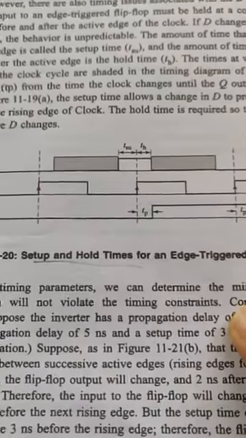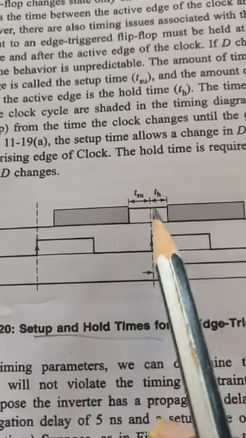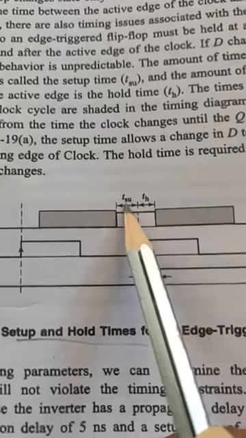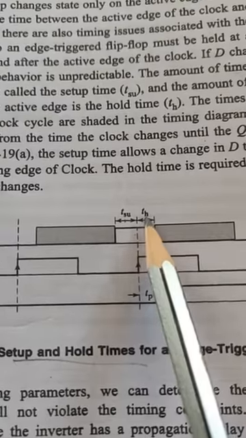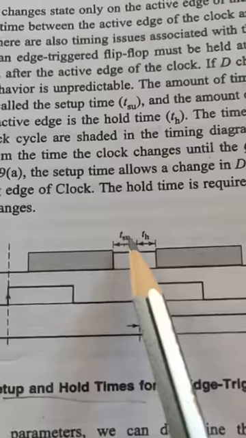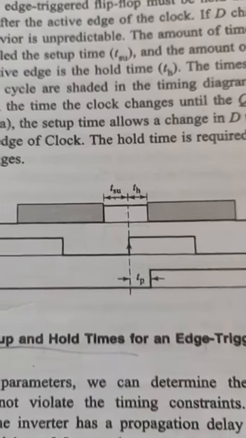Look at this time, propagation delay. First we need to explain three things here. What is setup time? TSU refers to setup. TH refers to hold time. TSU refers to setup, and TP refers to propagation delay.